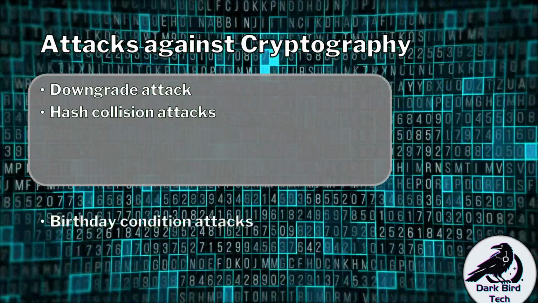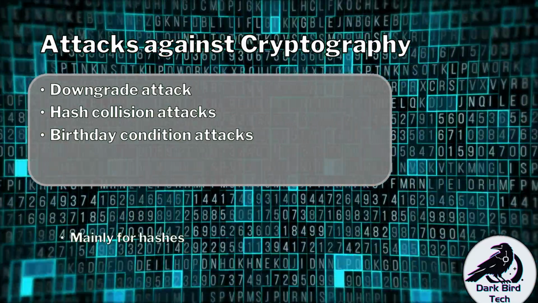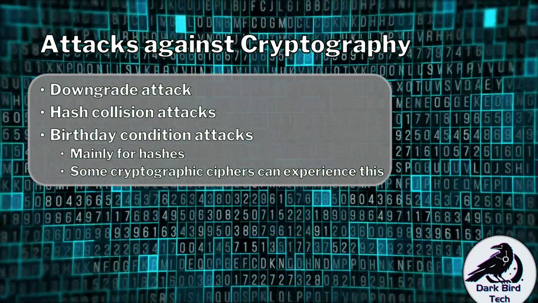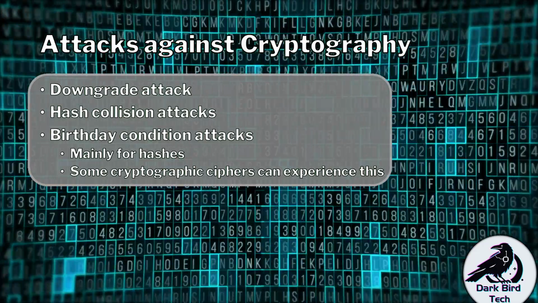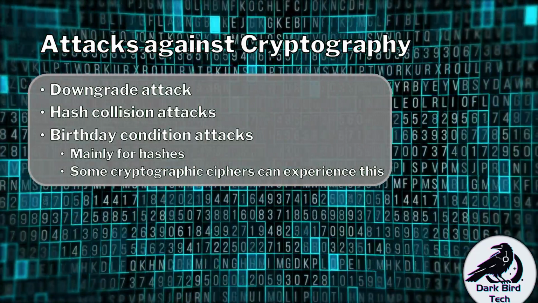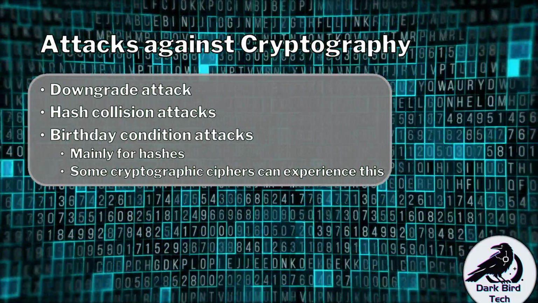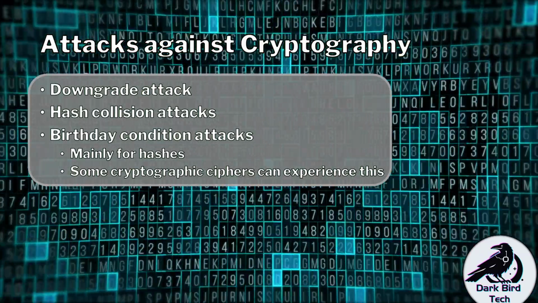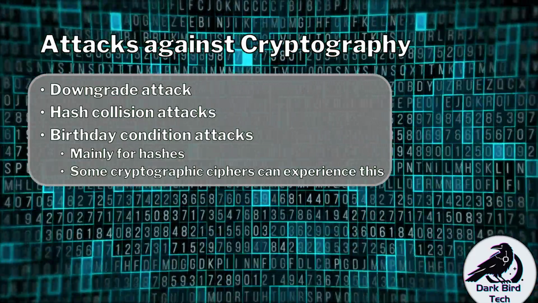And this is made worse when the birthday condition is present. The birthday condition mainly applies to hashing, but it can affect some cryptographic ciphers as well. What happens with the birthday condition is it's a hash or key collision, in the case of cryptography, that results in different input values resulting in the same hash or cryptographic key. The number of permutations for this is surprisingly low.